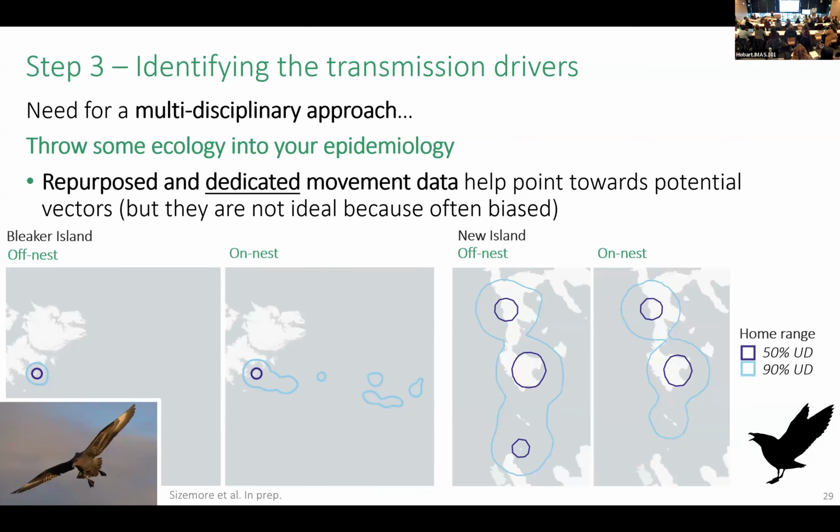I want to point out that dedicated movement data are way above repurposed movement data for that kind of purpose, even if repurposed data are useful, because often published data were collected from breeding birds. That's usually what most people care about, like impact on fitness and so on. But non-breeding birds have very different behavior, and those can be behaviors that are actually more prone to spread pathogens.